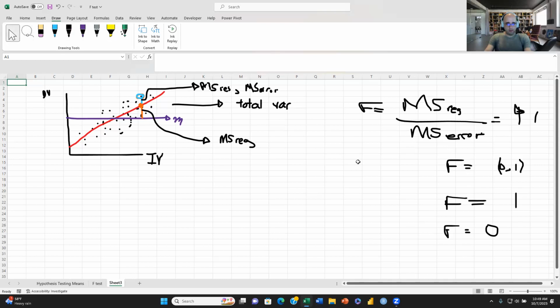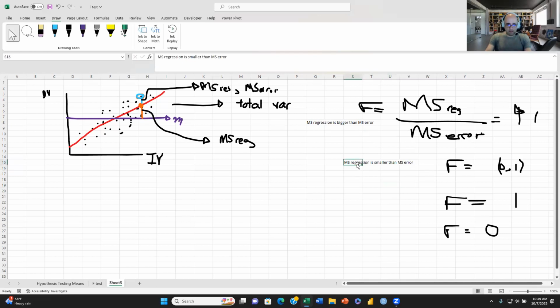So let me just delineate these cases. This is mean squared regression is bigger than mean squared error. You can kind of see that if you have a bigger number on top of this F, you're going to have something greater than 1. Sorry, this is wrong. This is this case right here. Mean squared regression is bigger than error.